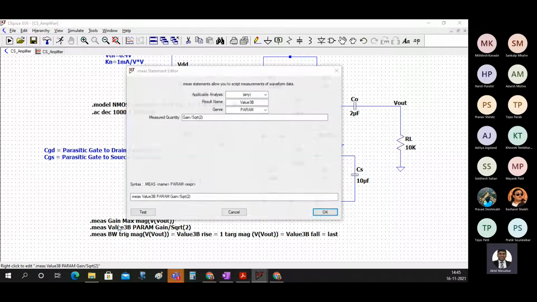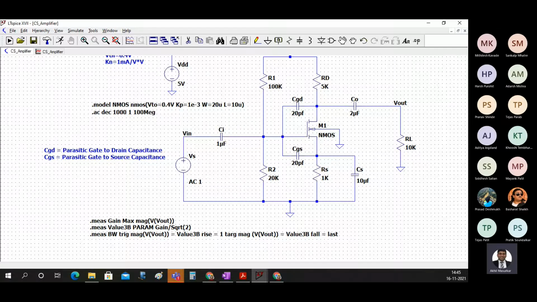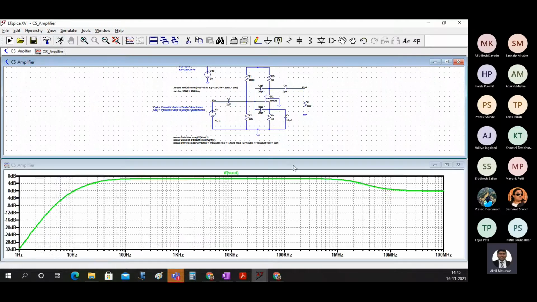Now this command I will give to you through the chat box so that everybody writes this command properly. So I am giving you this command. For this you should name V in and V out perfectly. Now if I simulate this, even if you add this, you will get this simulation. You can see the plot.